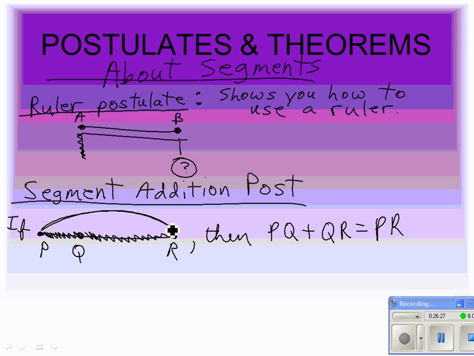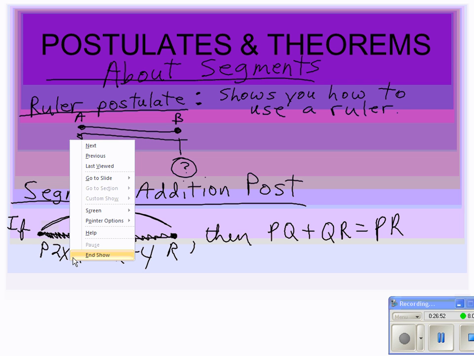Make sure you know the segment addition postulate. Remember in chapter 1 we had problems where they'd say this segment equals 2x, this segment was 3x plus 4, and the whole thing was 32. You'd have to say 2x plus 3x plus 4 equals 32. Solve for x and then maybe plug back in to find the other segment, or whichever segment they asked you for.